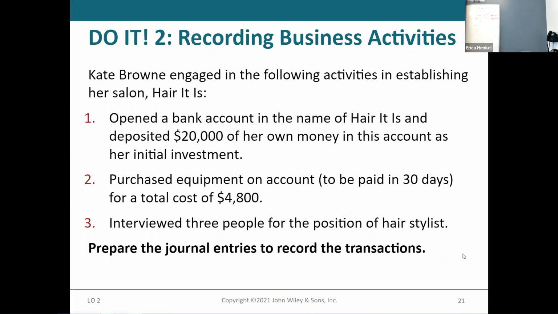Up here, I do have listed the default natural balances, which were on that earlier slide. So assets have a natural balance of debit, liabilities and equity have a natural balance of credit, revenues have a natural balance of credit, and expenses have a natural balance of debit. So take a minute and take a stab at number 1, and then we'll talk through that one first.